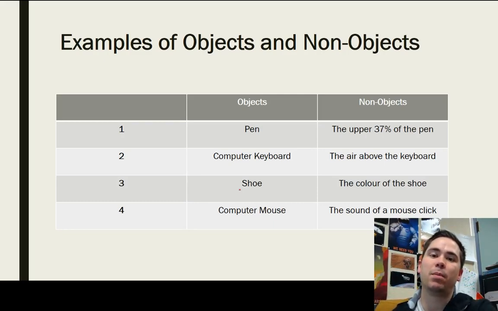Another example would be the computer keyboard that you have in front of you or in front of me. That is an object, but the air above the keyboard is not an object. Your shoes are an object, but the color of the shoe is a characteristic of the shoe itself. It is not an object. The computer mouse is an object, but the sound of the mouse click is not an object. That's a behavior.